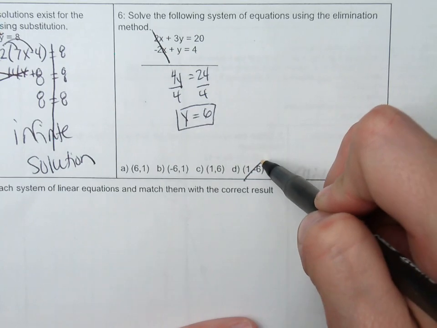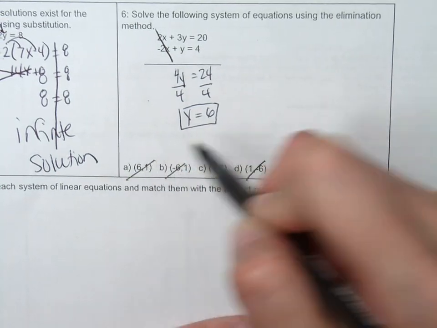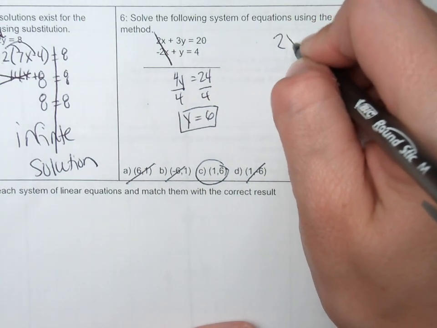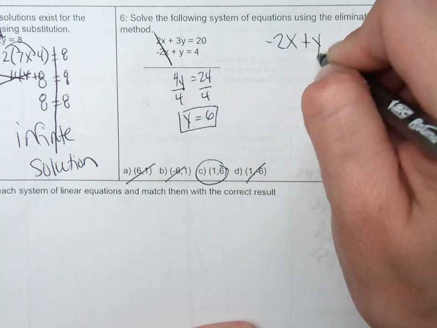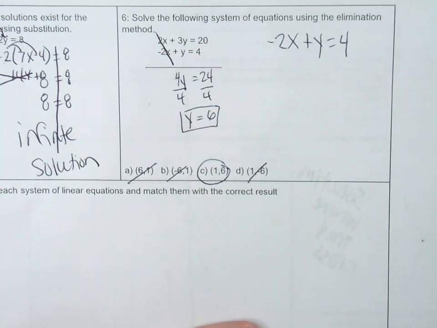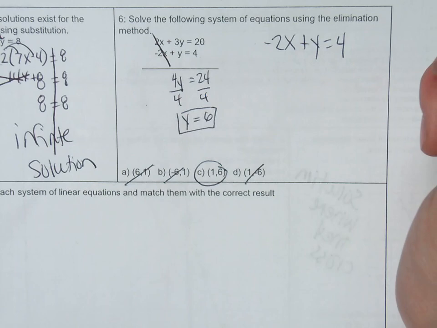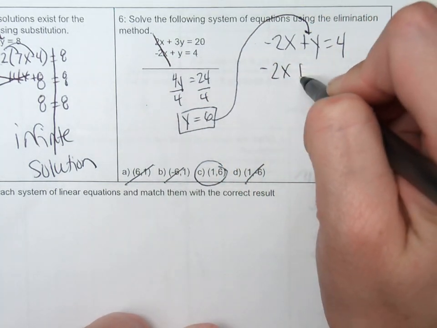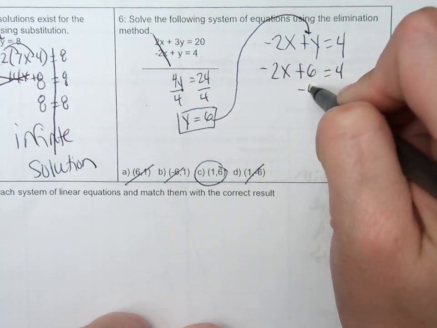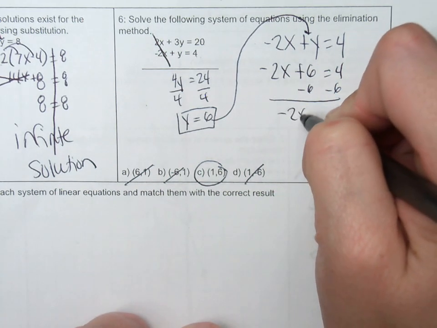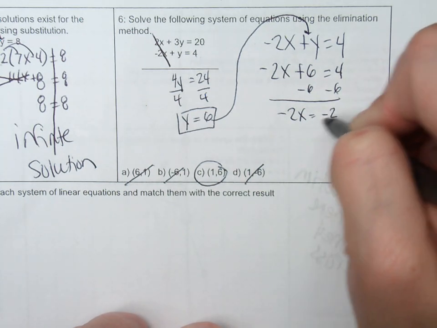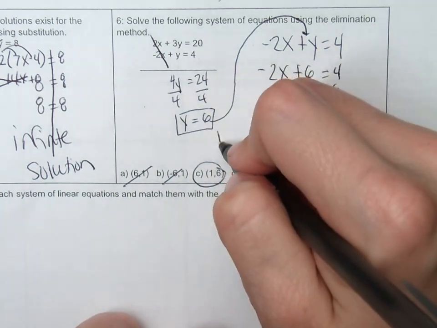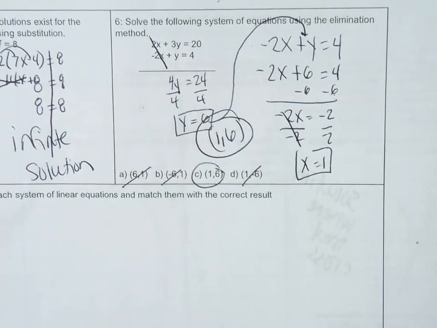I can eliminate D and B and A as my answers, and I can see that x should be 1. So I choose an equation: negative 2x plus y equals 4. It does not matter which equation you choose to plug it in. We're replacing y with 6. So I have negative 2x plus 6 equals 4. Subtract 6 on both sides. 4 minus 6 is negative 2. Divide by negative 2, and x is 1. So we write our answer as 1 comma 6, which is C.